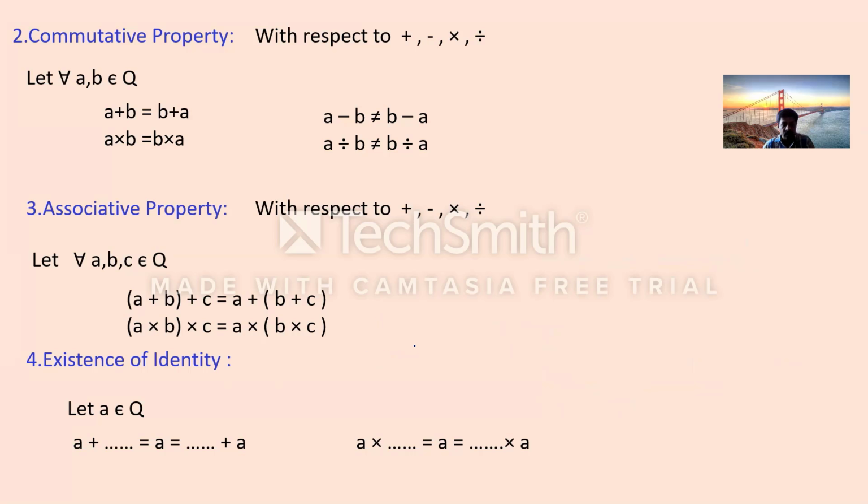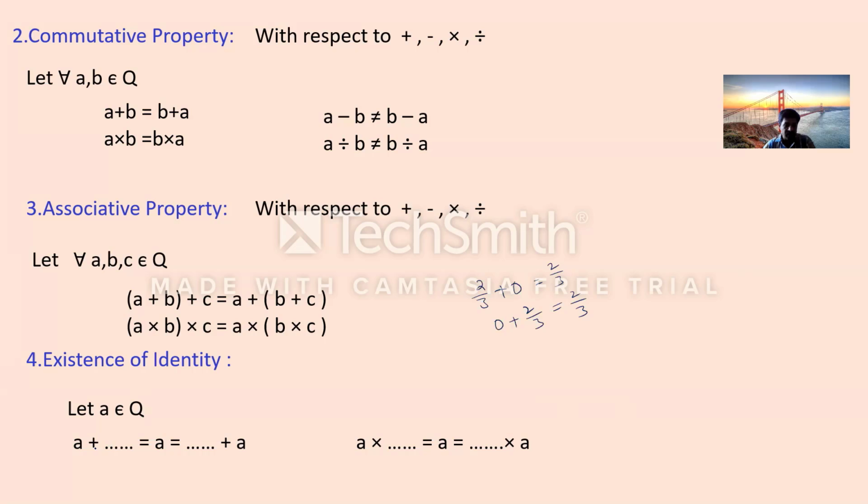Now, the fourth one, existence of identity. If you add any number to 0, we will get the same result. For example, 2 by 3 plus 0 will give you 2 by 3, or 0 plus 2 by 3 is 2 by 3. So what is existence of identity is, if you add 0 to any number, we will get the given number only. Then we can say that 0 is the identity element in addition. If you take here, a is a rational number.